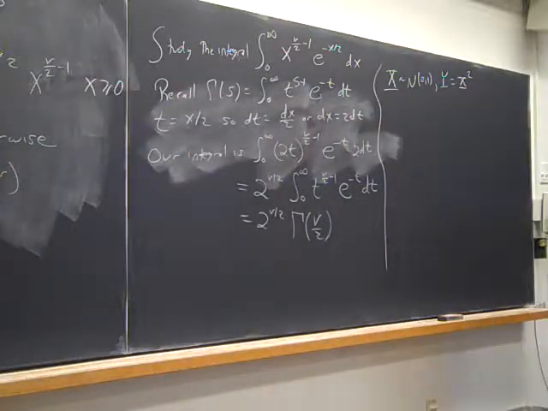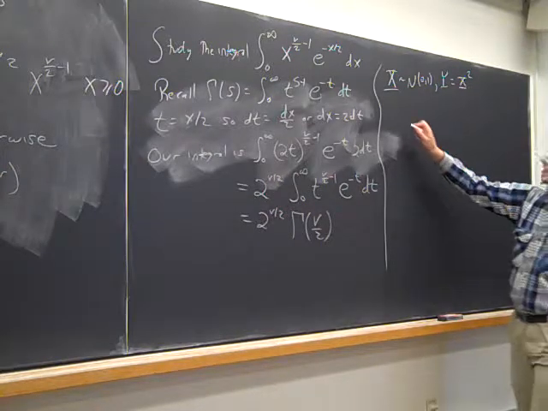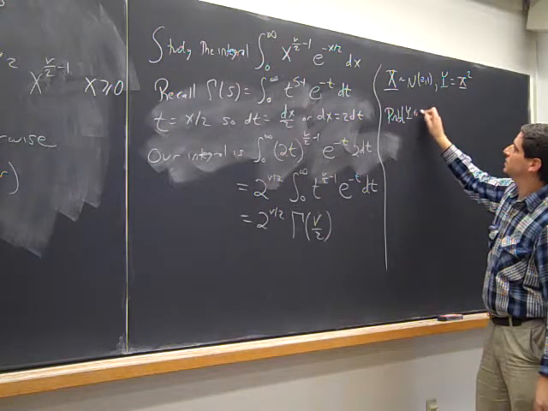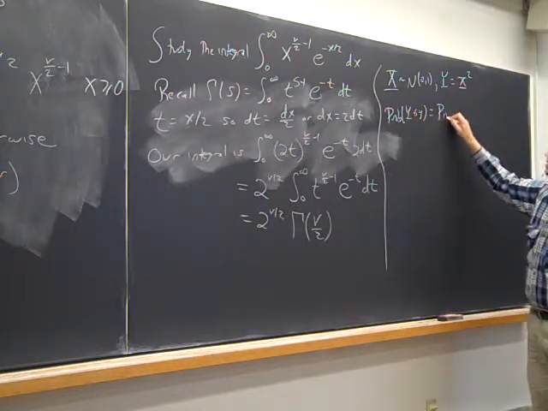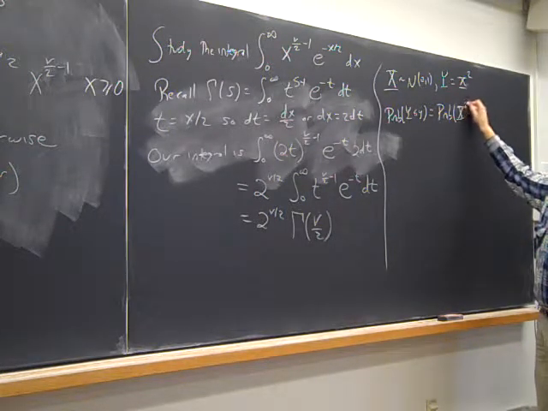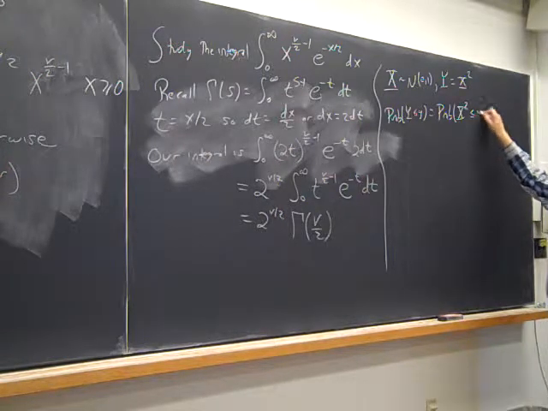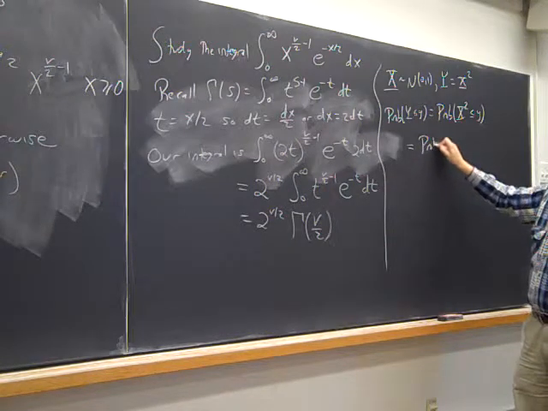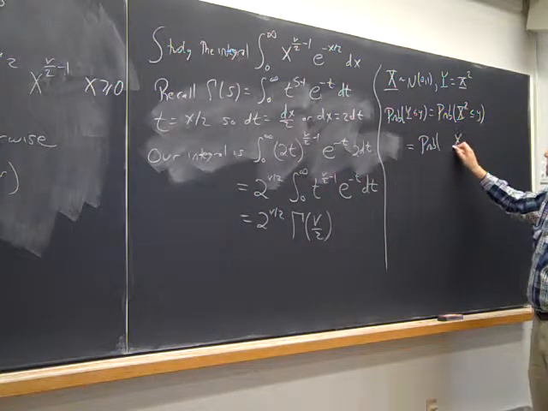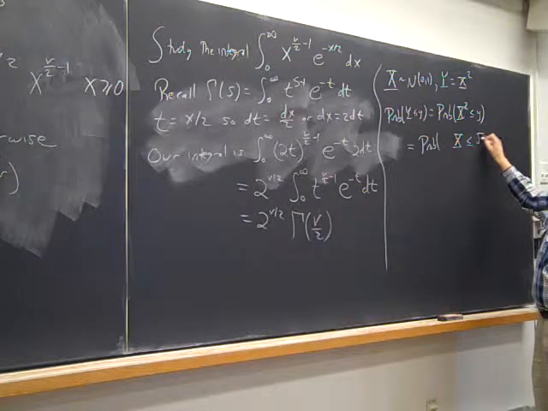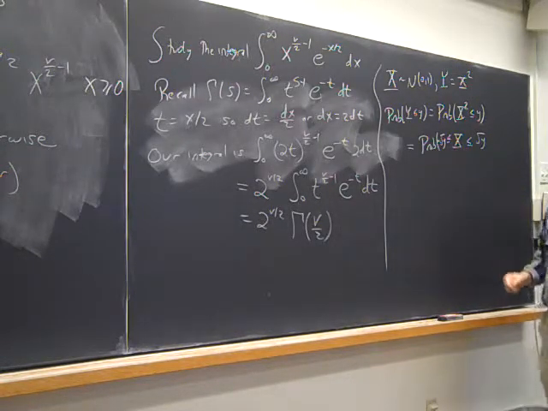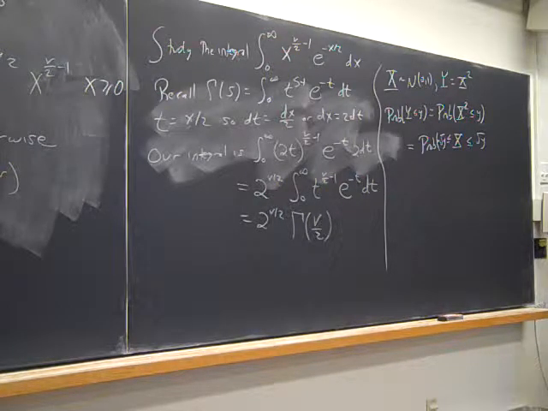Yes? You look at the CDF. Look at the CDF method. So we want to calculate what's the probability that big Y is less than or equal to little y. This is the probability that x squared is less than or equal to little y. This is the probability that x is less than or equal to square root of y and greater than or equal to negative square root of y.